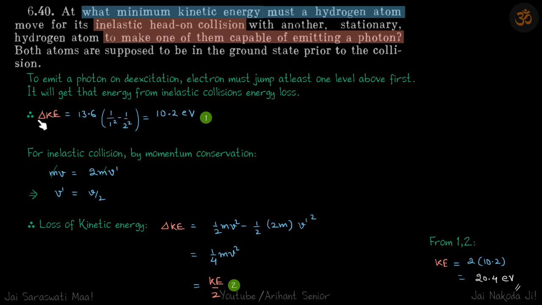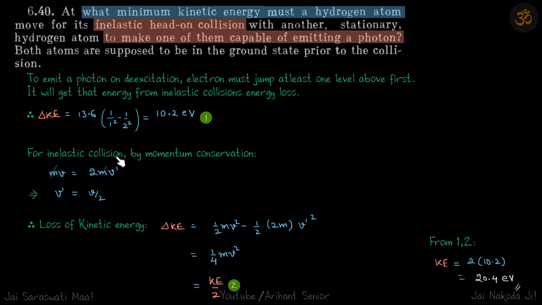So now let's do the calculation. So change in kinetic energy. That is the loss of kinetic energy, and that is given to one hydrogen atom which emits a photon. So the energy of that photon is 13.6 times (1 by n1 square minus 1 by n2 square), which is 10.2 electron volt. So on head-on collision, this much energy should be lost.